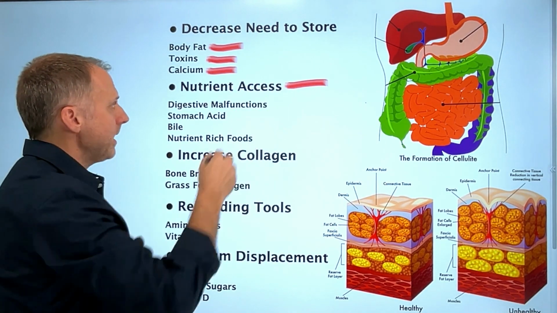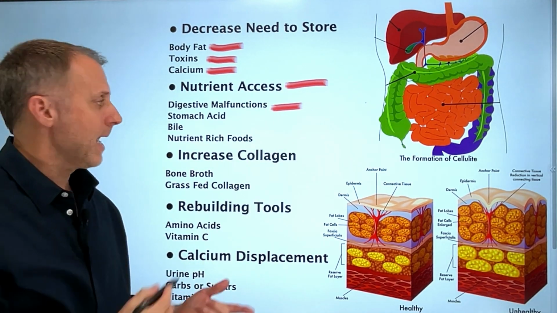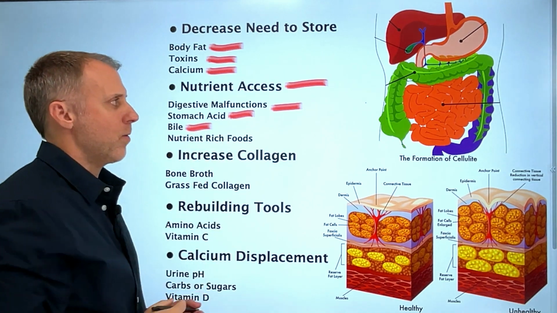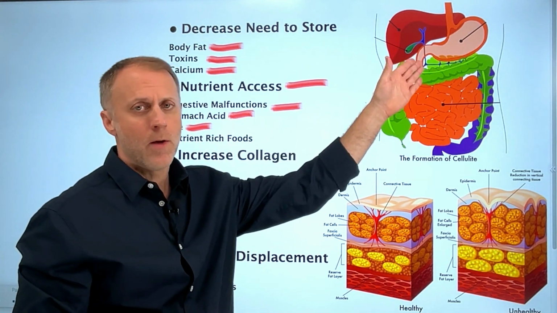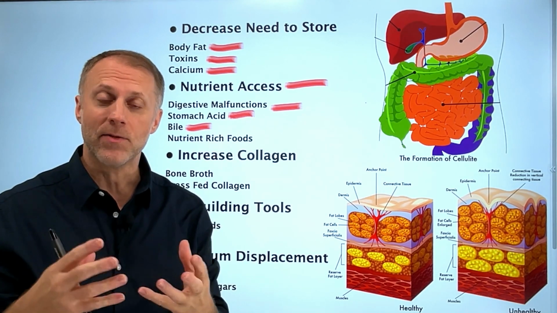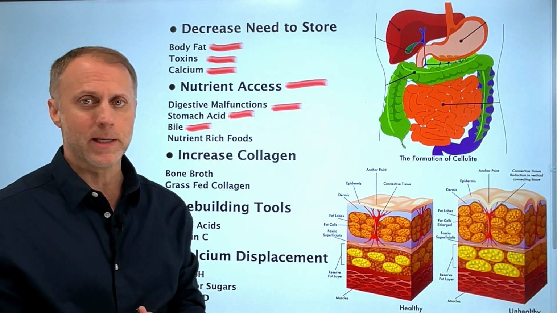So when we're looking at nutrient access, we want to know, are there any digestive malfunctions? Is a person making enough stomach acid? Is their bile flowing correctly? Because it's very common for someone not to be making enough stomach acid, and then they can't really acidify their food. If they can't acidify their food, they can't really break it down properly.